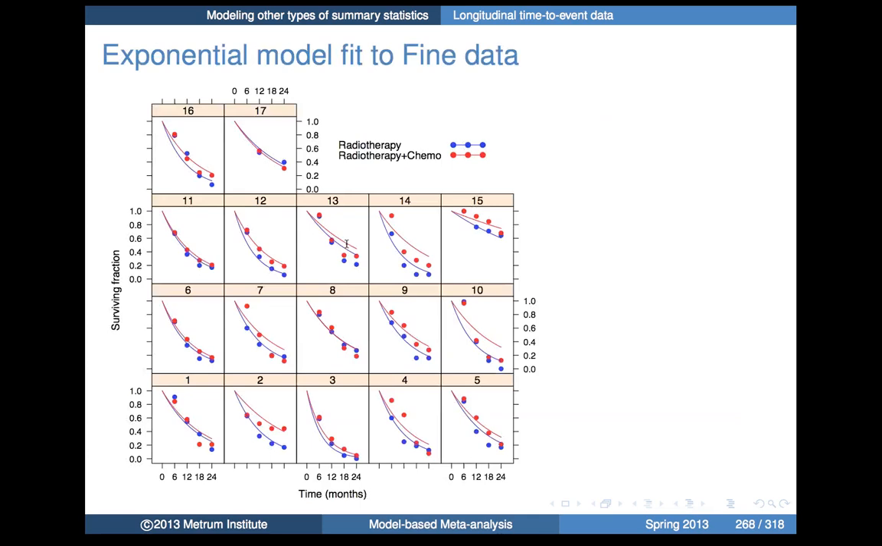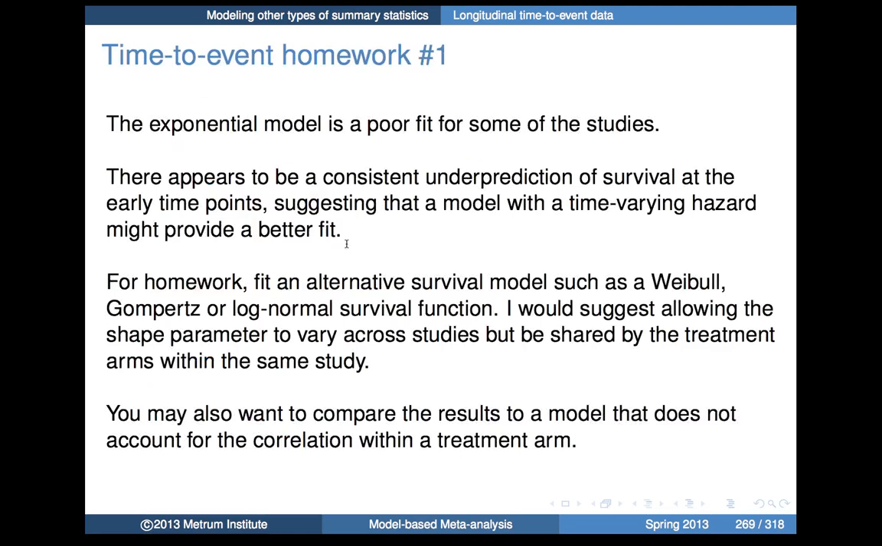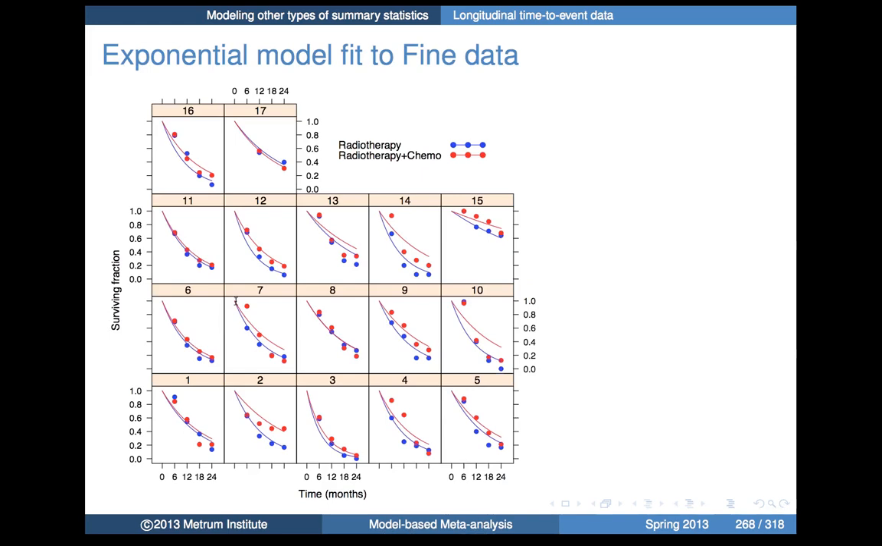So that's going to be your homework, is to take the model code that I provided to you for fitting the exponential model and fit some sort of alternative survival model. Could be a Weibull model. That might be where I would start. Could be a Gompertz model. It could be a log normal survival function. All of these models have an additional parameter that allows that shape to vary.